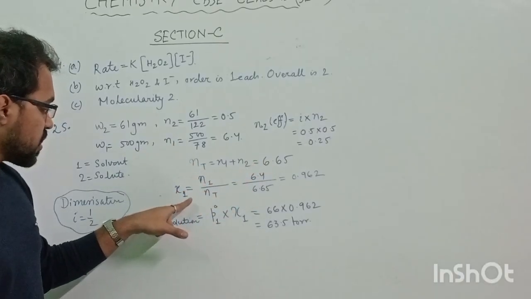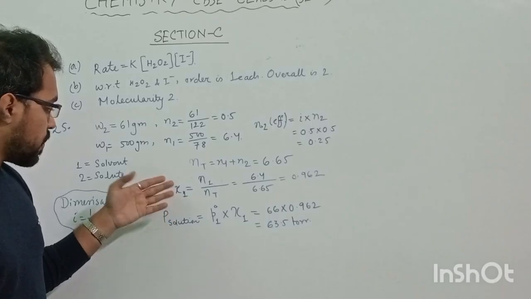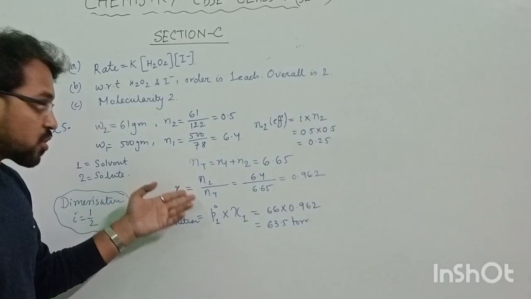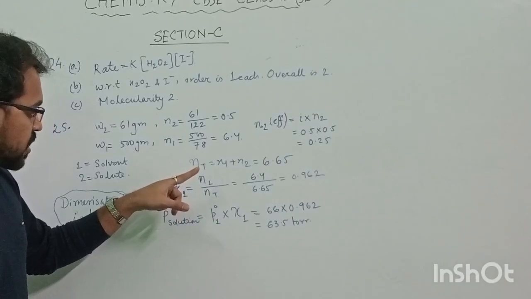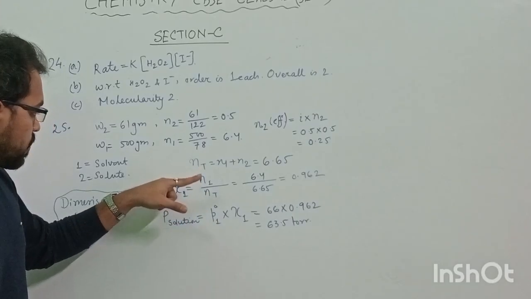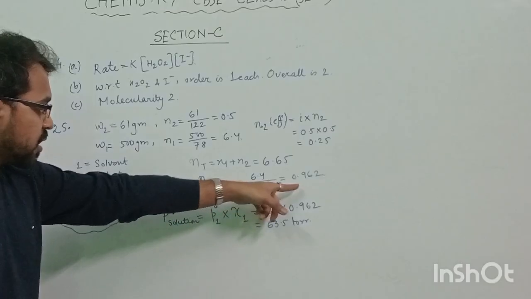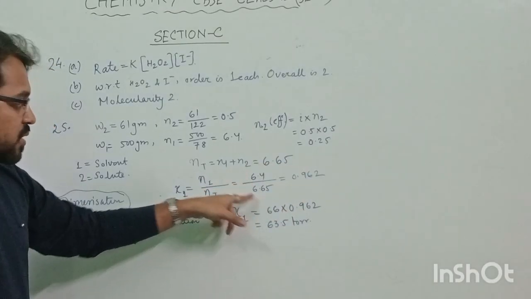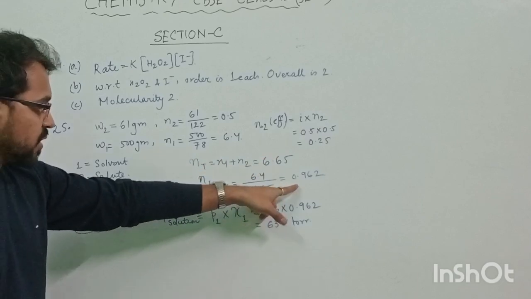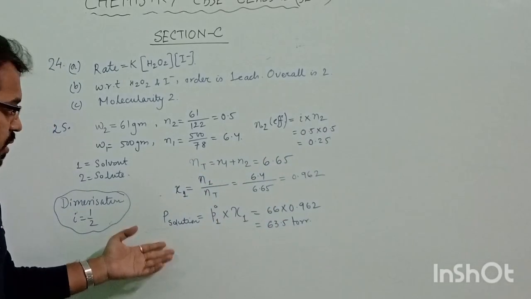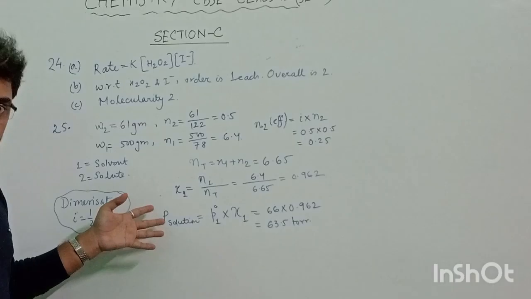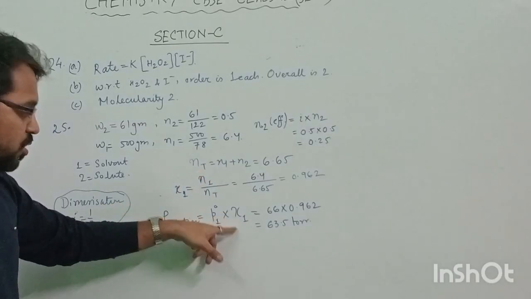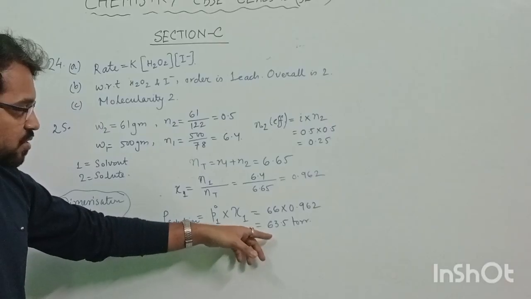Now the mole fraction of the solvent is the number of moles of solvent by N total. Here that is 6.4 divided by 6.65, because the total is now 6.65, that is 0.962. Now the last thing, they want the vapor pressure of the solution, that is from Raoult's law. P1 not into X1, that is coming as 63.5 torr.